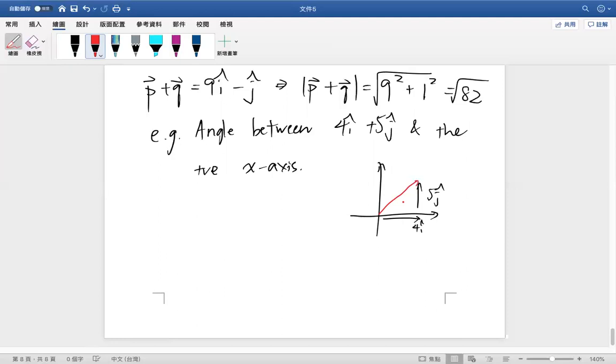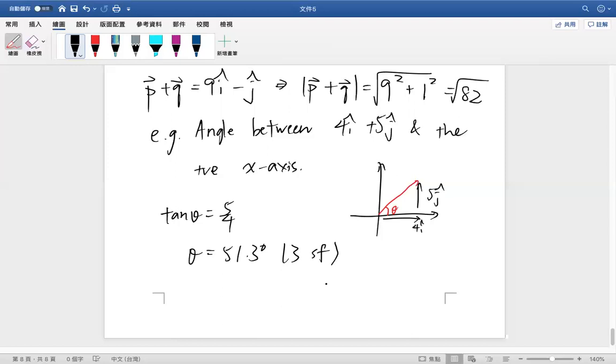So the vector looks like this. The angle between this vector and the positive x-axis is exactly this angle theta. From trigonometry, tangent theta is just 5 over 4. Then we take the arctan of both sides, and we get theta is 51.3 degrees. Is this okay? Yeah, good.